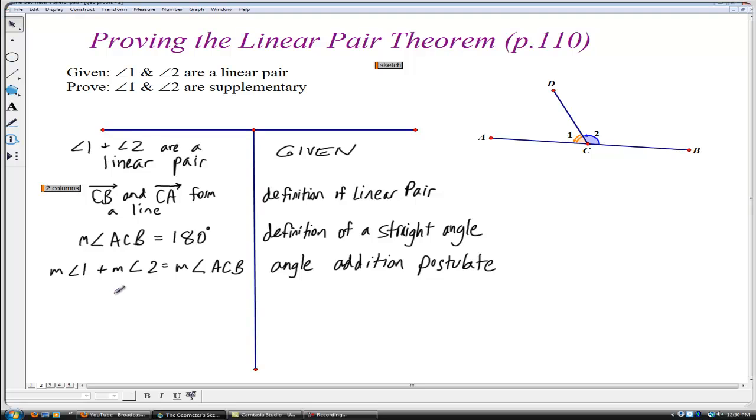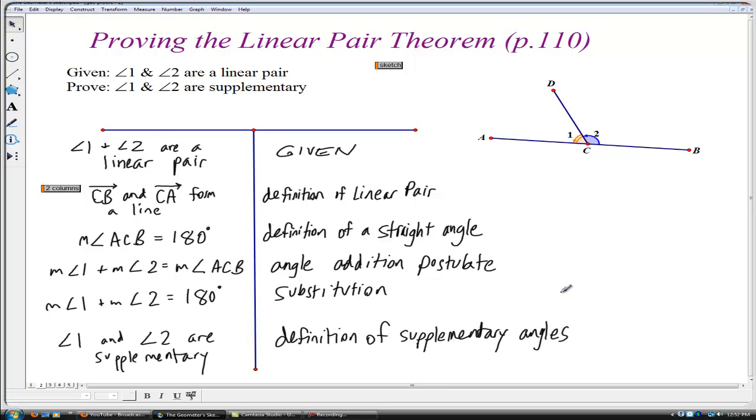Next, I'm going to substitute. Measure of angle ACB is in each of these lines. I can do what we would also consider the transitive property. If 180 equals ACB and ACB equals 1 plus 2, 180 equals 1 plus 2. Oftentimes, substitution and transitive property are interchangeable as an explanation. And my last step is our conclusion, which is what we were trying to prove. And we've done so with our last step of justification, which is the definition of supplementary angles.